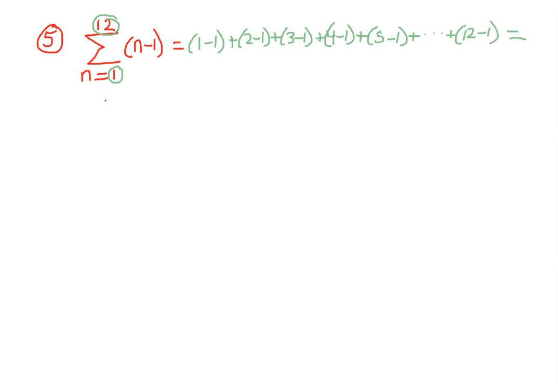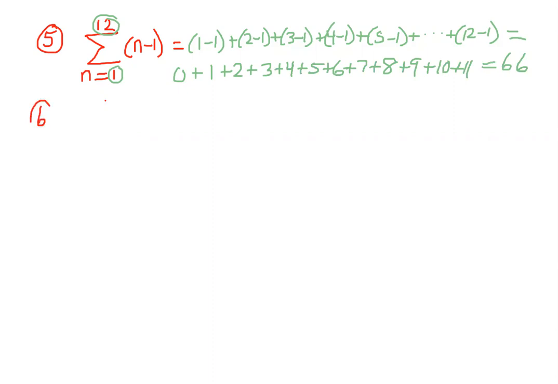So 1 minus 1 is 0, plus 1, plus 2, plus 3, plus 4, plus 5, plus 6, plus 7, plus 8, plus 9, plus 10, plus 11 equals 66.